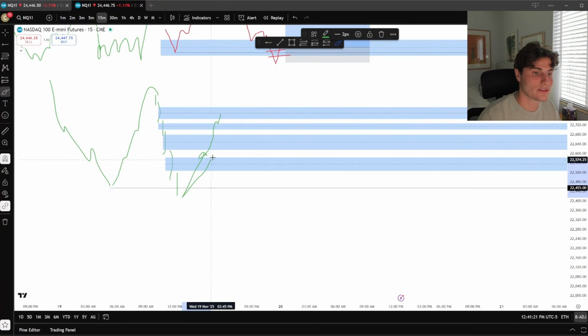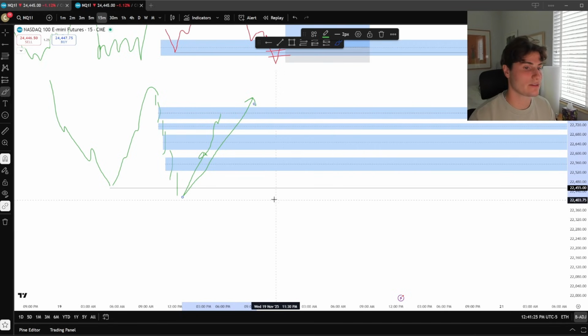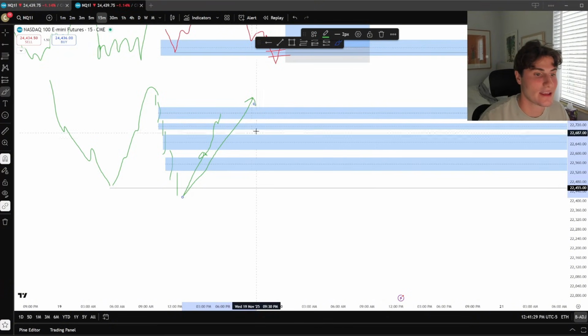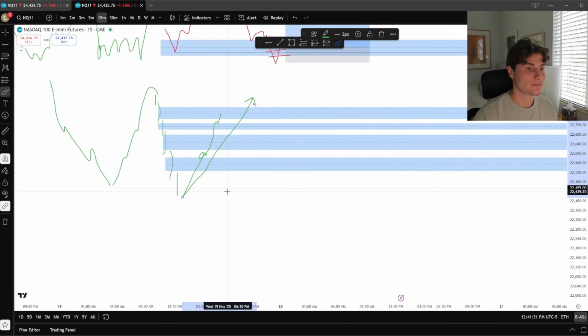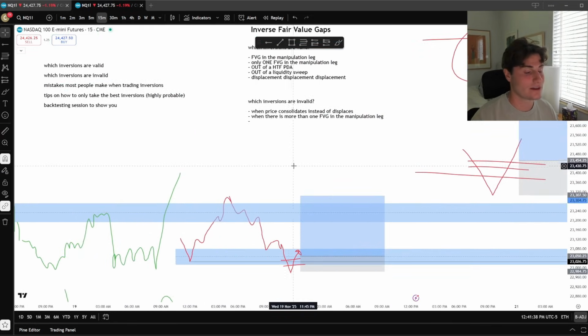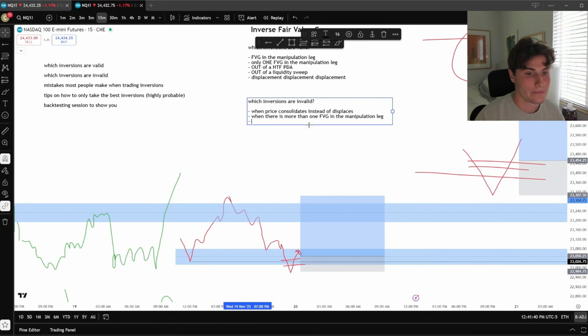So unless price closes through all of them, which I still wouldn't even take because it needs to be a single fair value gap in the leg, okay? This is a huge stop loss. So there must be one fair value gap in the leg. It must displace through it, okay? That is the only time where an inversion is valid, when it is not out of anything.